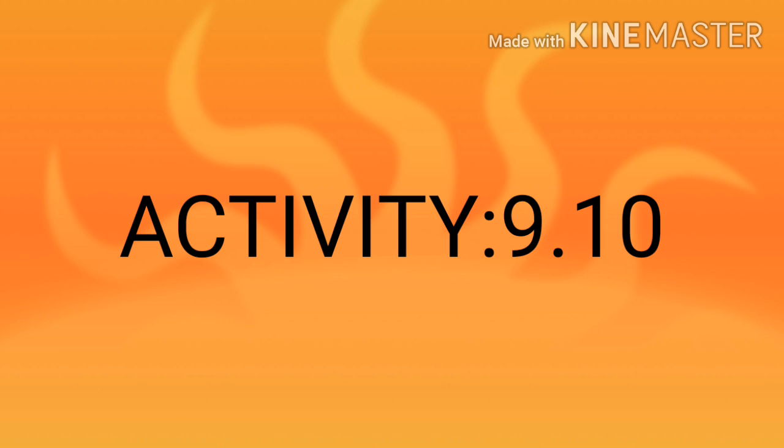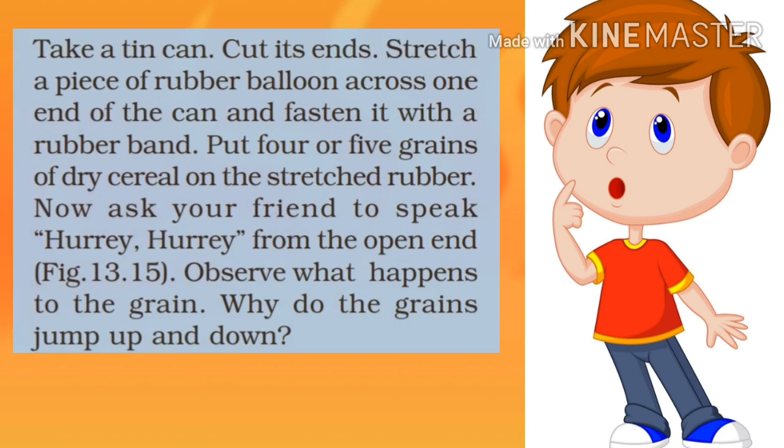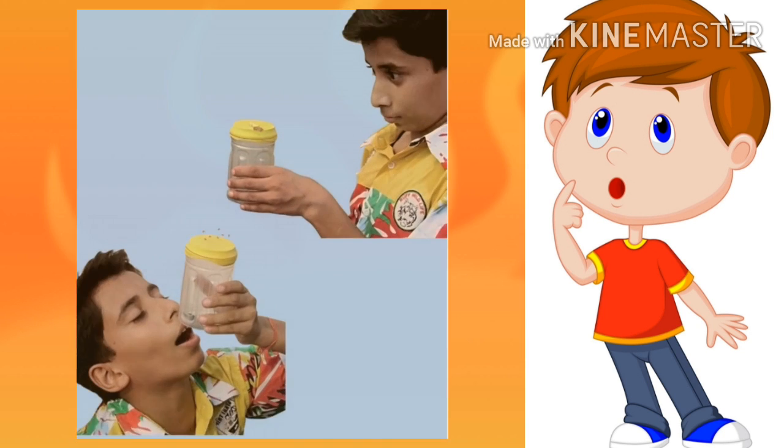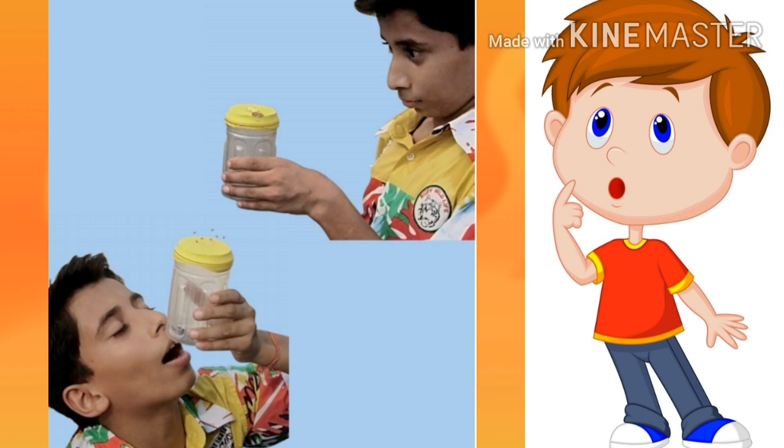So this activity also you can do at home. See what we have to do for this activity. Take a plastic or a thin can, cut its ends, stretch a piece of rubber balloon across one end of the can and fasten it with a rubber band. Put a few grains of dry cereal on the stretched rubber. Now ask your friend to speak hooray, hooray from the open end. What will happen after speaking something from the open end? The grains will start jumping up and down.